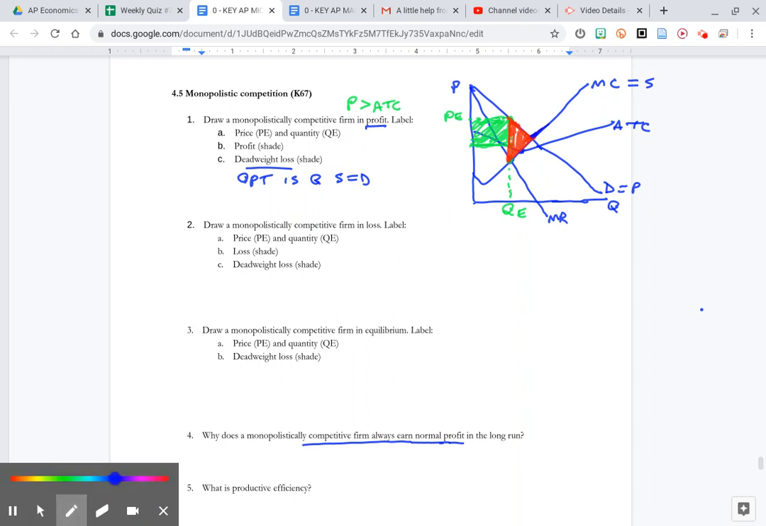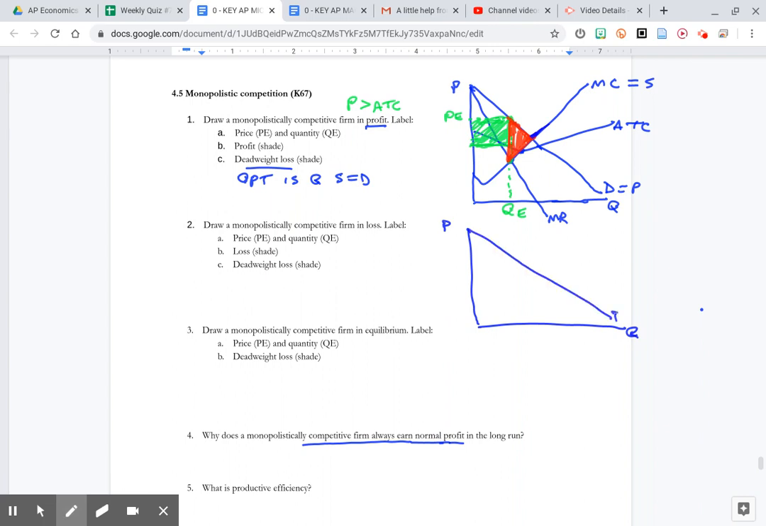So we're going to switch colors here, go back to blue. And this one's going to look very similar, except for this one, our price is going to be below the ATC. And typically we don't really care about the shutdown rule with these, although it is true, there is a shutdown rule that if price is below AVC, they should shut down. And that's actually true of all firms. It's just that we usually only deal with it in perfect competition.